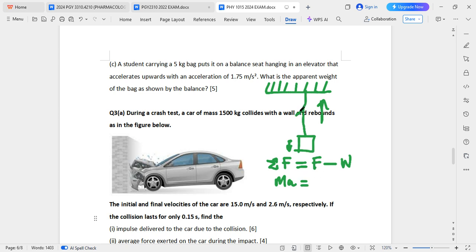Net force is given by mass times acceleration. Now the force that is present in the elevator, you call that a tension. Minus weight, which is given by mass times gravity. So I'll take mg to the other side. So you are going to find tension to be equal to ma plus mg. We can even factorize out the mass. We've been told this bag has a mass of 5 kg, times the acceleration. It is accelerating upwards at an acceleration of 1.75, plus the gravity. Gravity is 9.8.